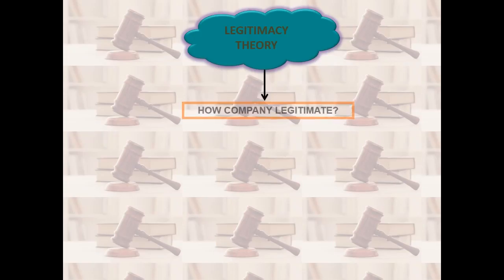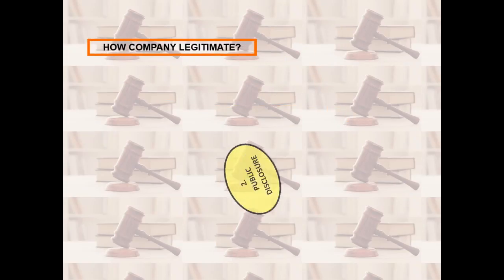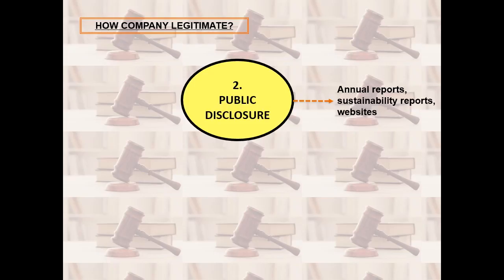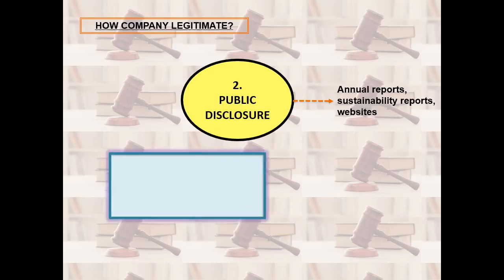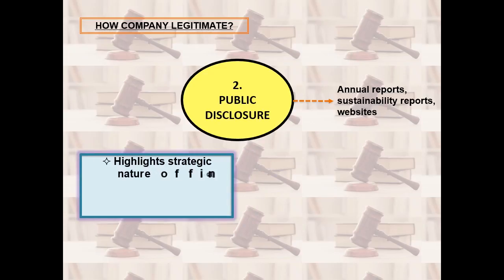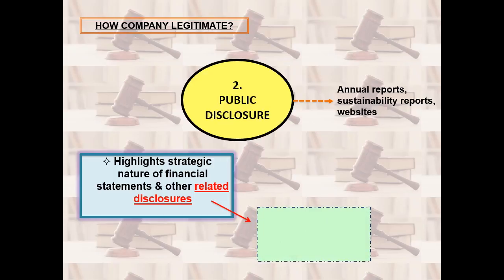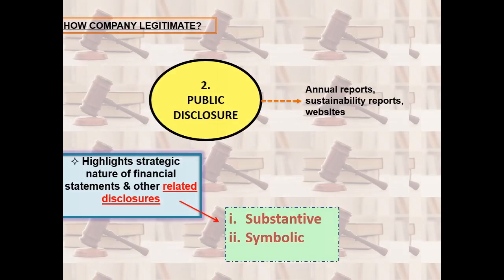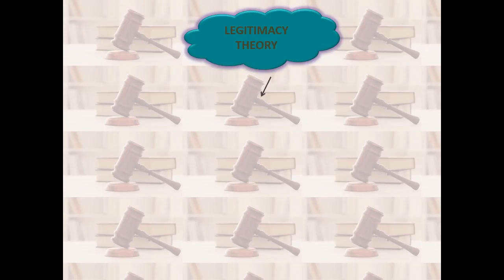Next is preparing public disclosure. Examples of public disclosure are the annual report, sustainability reports, and the company's website. It has an important role as it highlights the strategic nature of financial statements and other related disclosure. In addition to that, the disclosures might be substantive or symbolic. Substantive disclosure reflects actual changes in corporate activities, while symbolic disclosure does not reflect the real change but is made to appear consistent with social values and expectations.